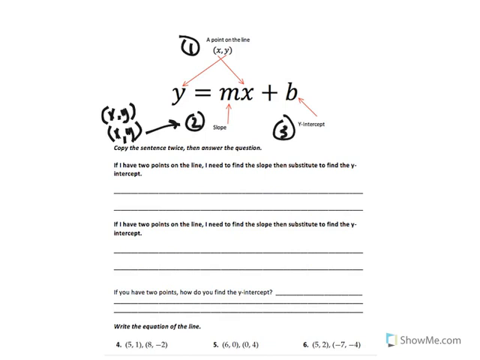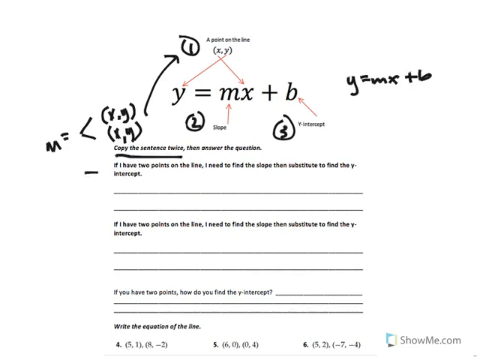First, you need to find the slope. First, I need to find the slope of these 2 points, and then I can substitute in to find y equals mx plus b.